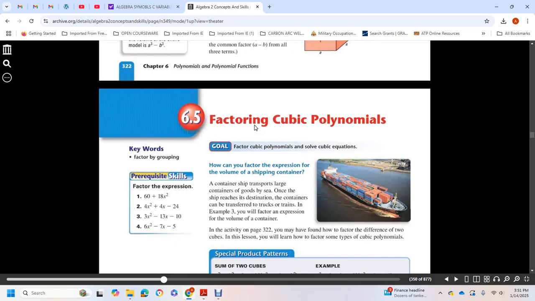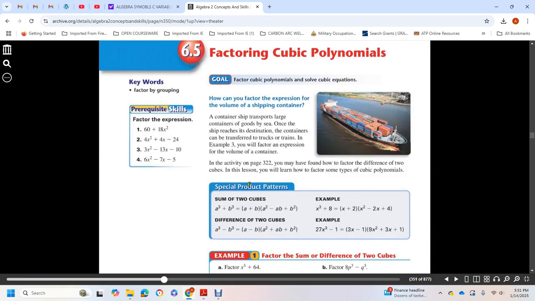Alright, 6.5, factoring cubic binomials. Special product patterns. Sum of two cubes: a to the third plus b to the third equals (a plus b) times (a squared minus ab plus b squared). Difference of two cubes: a to the third minus b to the third equals (a minus b) times (a squared plus ab plus b squared).